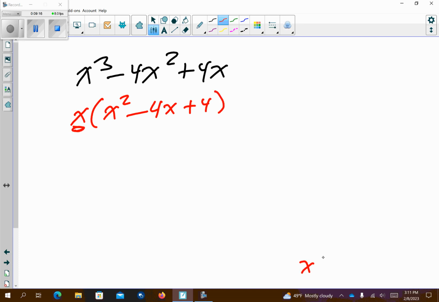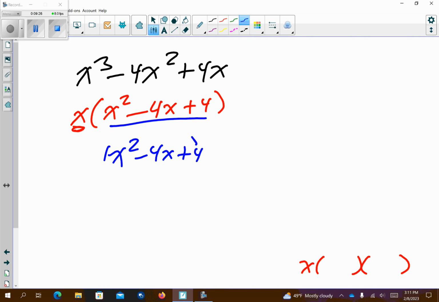We'll bring it down here. Okay, I'm not worried about using that x anymore. I know it's part of the answer, so I'm just going to factor this. Okay, there's a 1 out front. 4 times 1 is 4. And in order to get a positive 4, I need a positive positive or negative negative. You look at that sign, it tells you they're both negative.